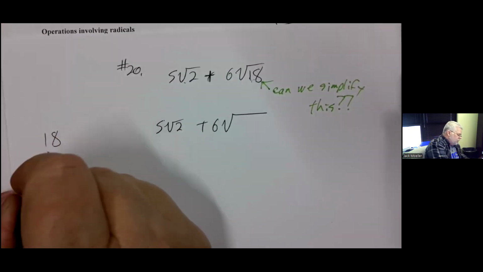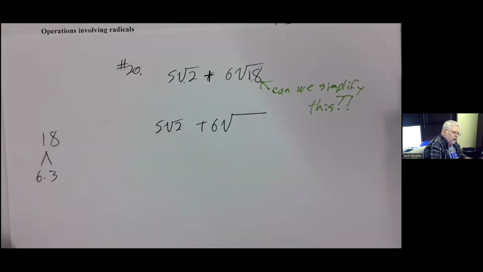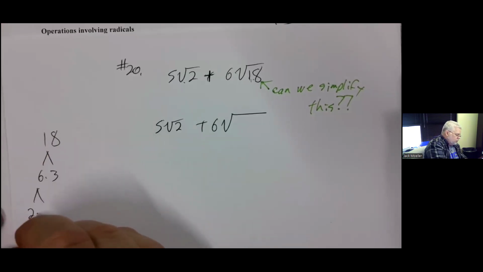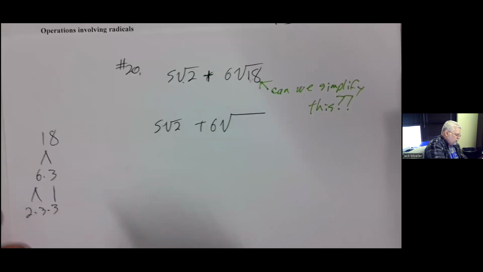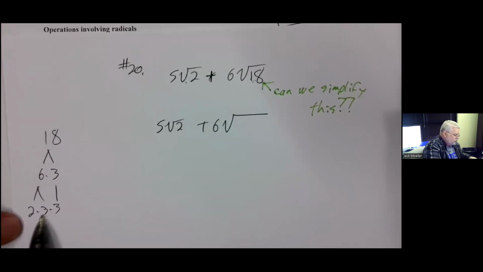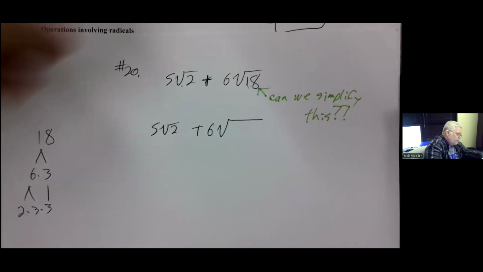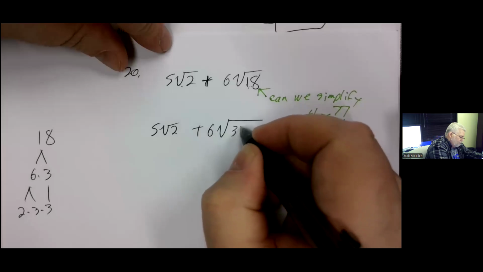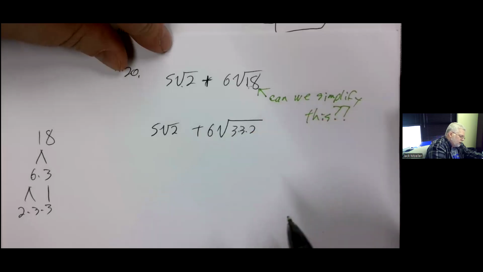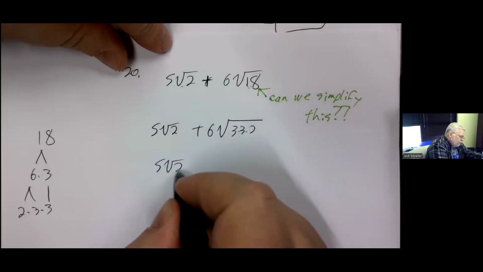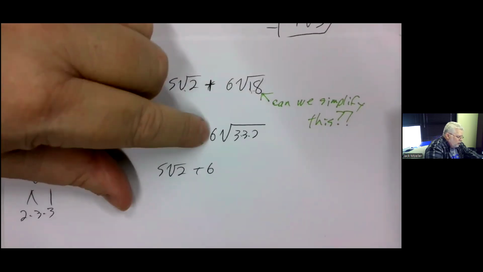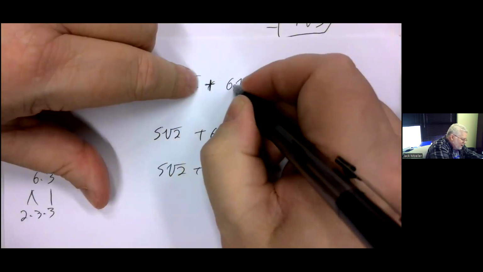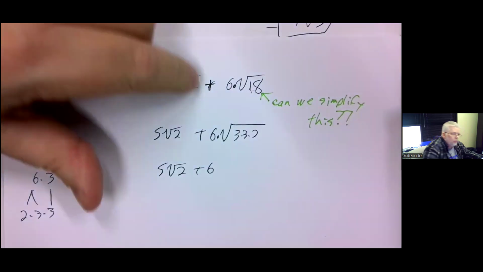18 is what, 6 times 3 or 9 times 2. 6 is 2 times 3. If you did 9 times 2, you'd still get 2 3s and a 2. So how does that simplify? Well, first of all, that is 6 times square root of 18, so you may want to put that multiplication dot there.